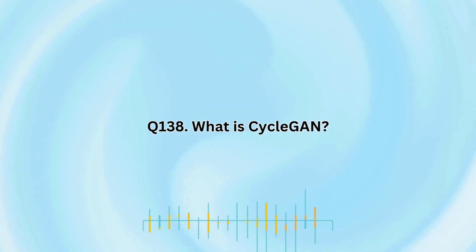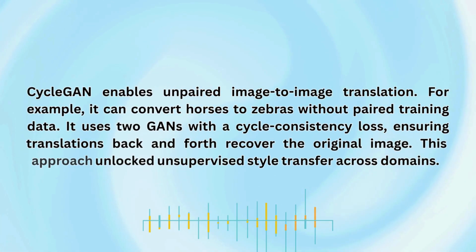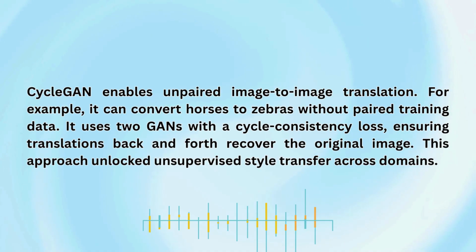What is CycleGAN? CycleGAN enables unpaired image-to-image translation. For example, it can convert horses to zebras without paired training data. It uses two GANs with a cycle consistency loss, ensuring translations back and forth recover the original image. This approach unlocked unsupervised style transfer across domains.